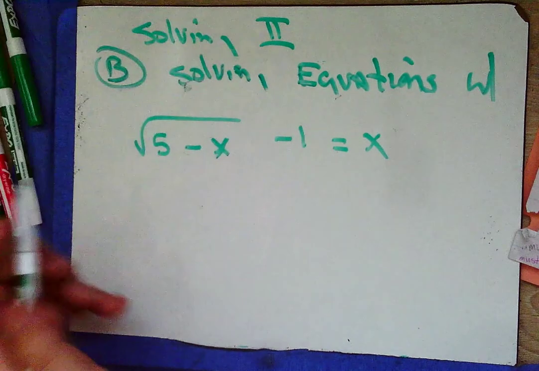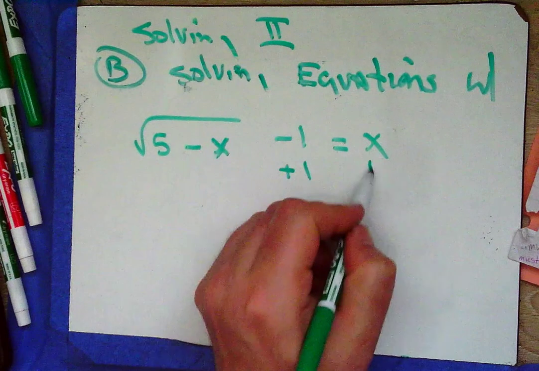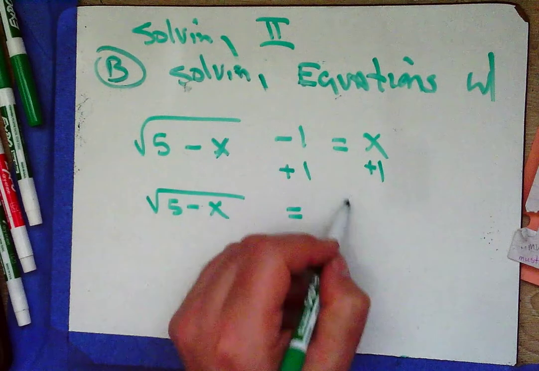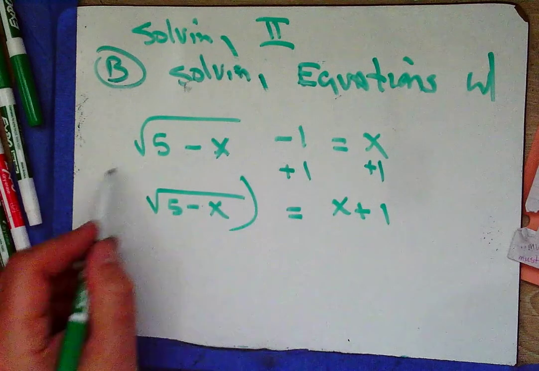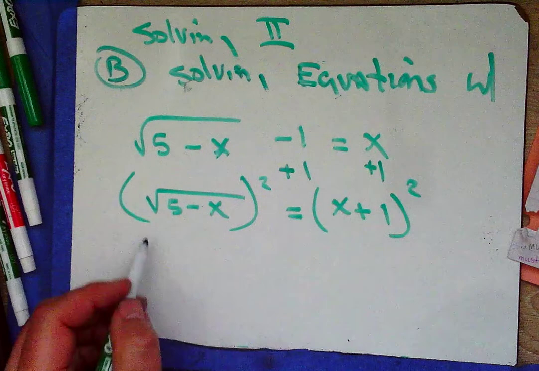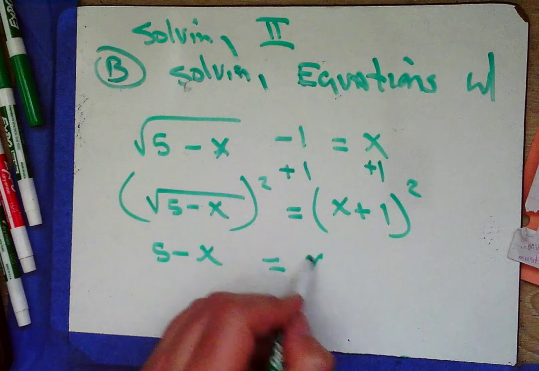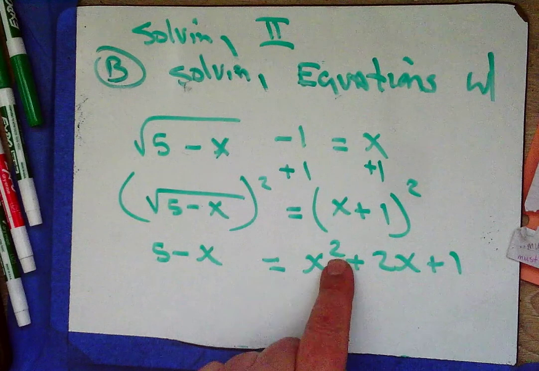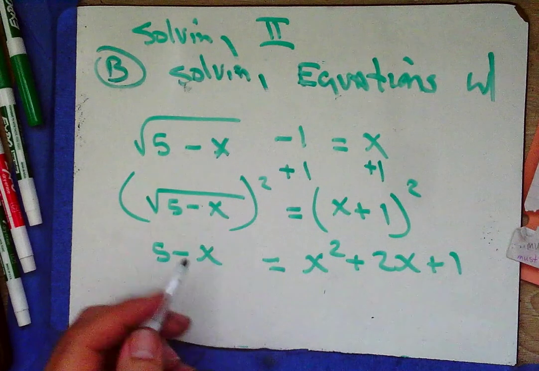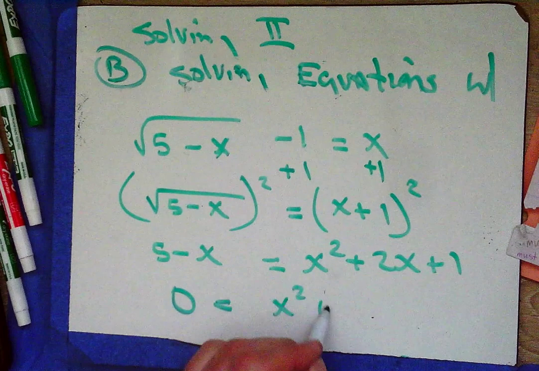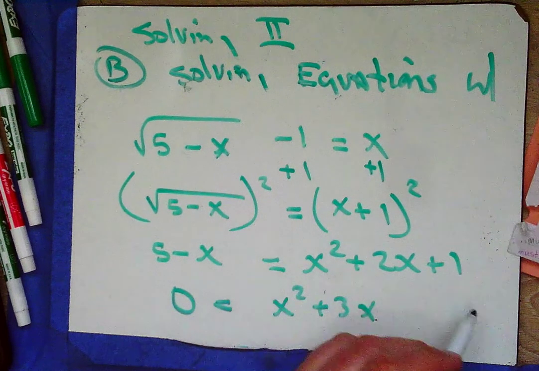Okay, welcome back. I hope you remembered to isolate the radical first before you squared both sides. And when I square both sides, I have some FOILing to do over here. So this is 5 minus x equals x squared plus 2x plus 1. Because this is second degree, I want to move everything onto one side. So I'll add x to both sides and subtract 5 from both sides.